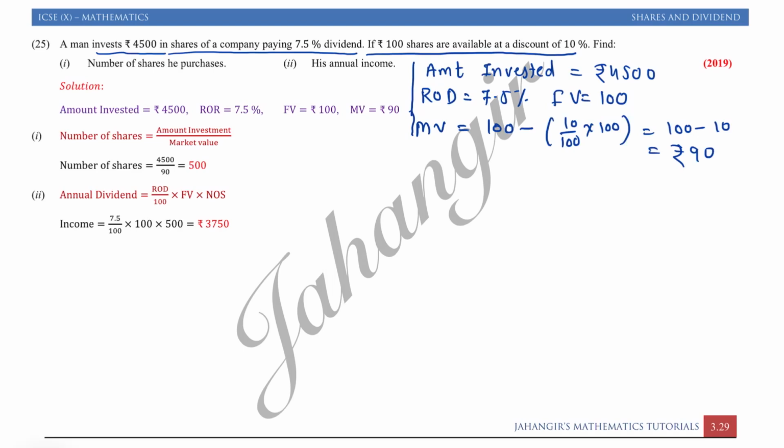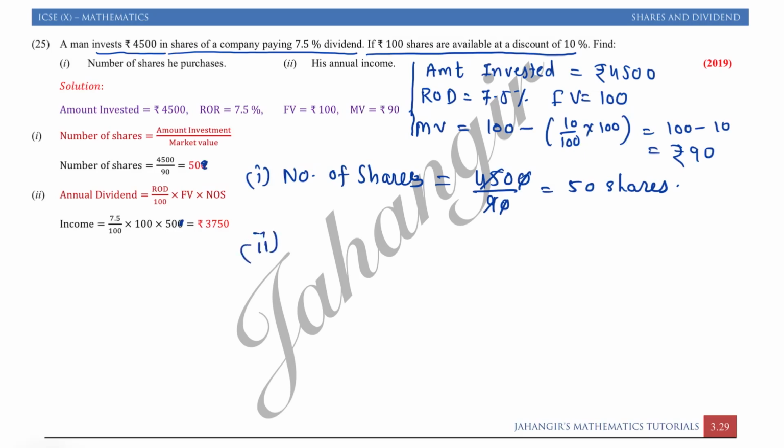Now first we have to find number of shares. So number of shares is equal to amount invested upon market value. So 0 cancel, 50 shares. 0 cancel out. 9 ones are 50 shares. Here there is a mistake, so we need to make it properly.